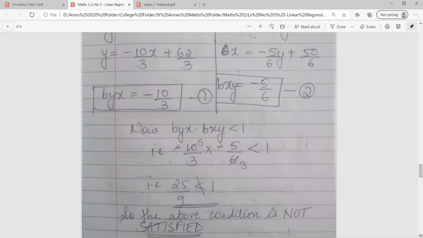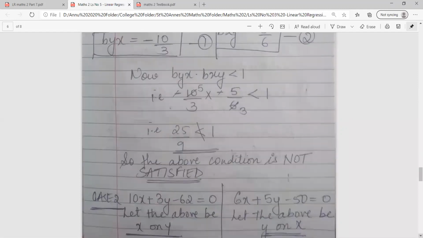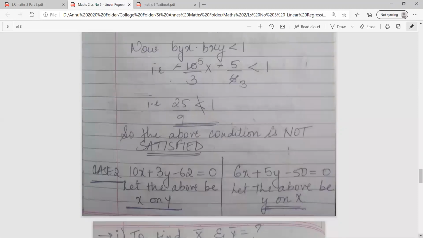The condition should be satisfied. So we'll check the condition. Byx into bxy should be less than 1. But the condition is not satisfied as you are getting 25 by 9, which is not less than 1. So we'll change our assumption. So our assumption will become case 2.